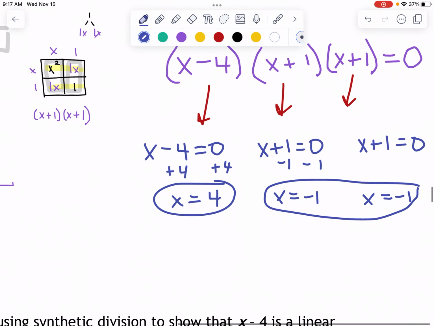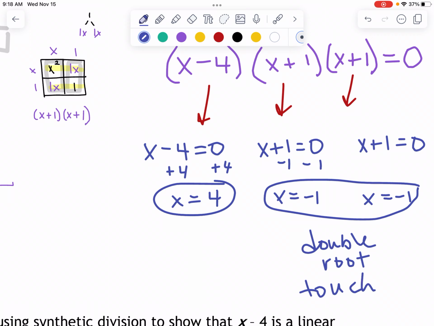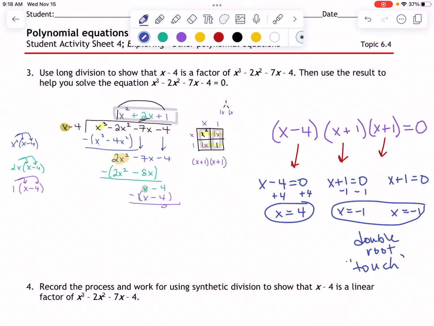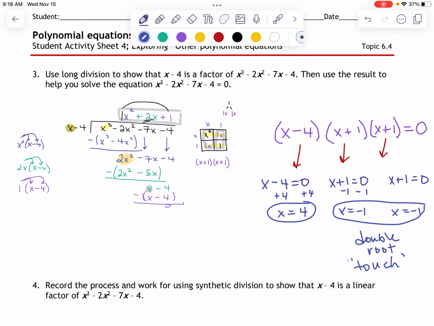Notice here, I have negative 1 twice, so this counts as a double root. It's just going to touch the x-axis at negative 1 and bounce on back. So my factors are 4 and negative 1. Or sorry, my roots or solutions are 4 and negative 1.